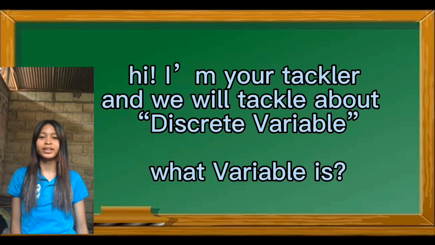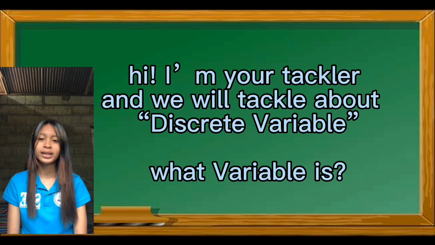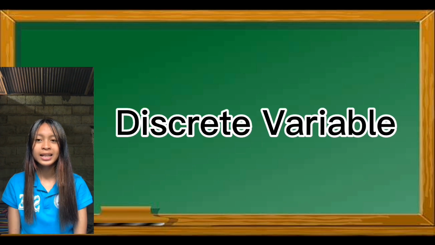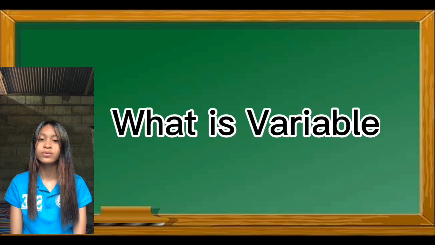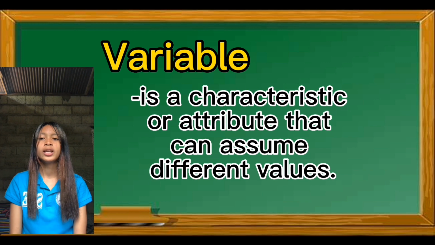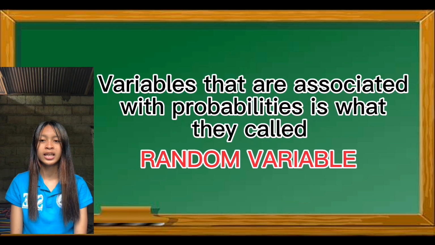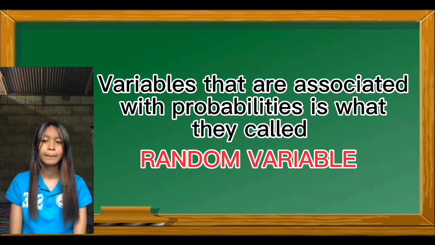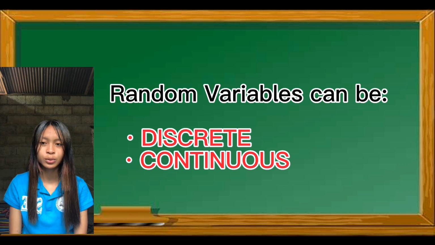Hello, my name is Mary Rafaela Estumata, and at this moment we will tackle discrete variables. But first, let's know what a variable is. A variable is a characteristic or attribute that can assume different values. Variables that are associated with probabilities are what we call random variables. Random variables can be discrete or continuous.